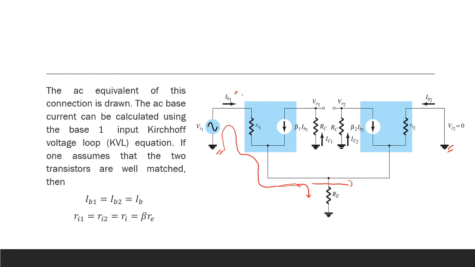So, hindi tayo mahirapang hanapin kung ano yung IB1 tsaka IB2 kasi since identical yung transistors, alam natin na pareha sila ng value. So, therefore, if they are well-matched, we can say that IB1 is equal to IB2. And since same din sa transistor, their internal resistances are also the same. Meaning, R in 1 is also equal to R in 2.